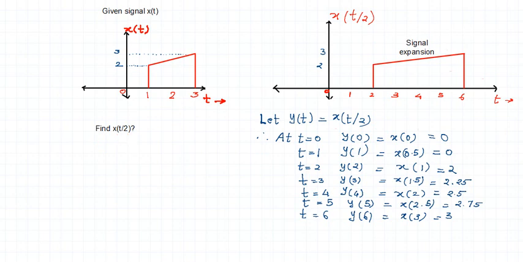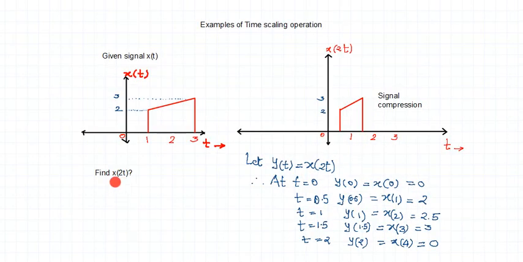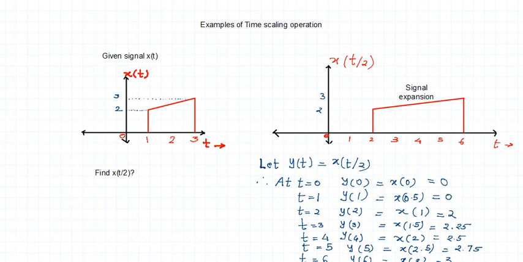So in the previous signal compression, divide the time axis by the scaling factor. My scaling factor is 2. So here if you divide the time axis by 2, you get the compressed signal. Whereas if your scaling factor is between 0 and 1, then we know it's going to be expansion. Simply multiply the time axis by 2, you get the expanded signal. So this is how you can do the time scaling operation.